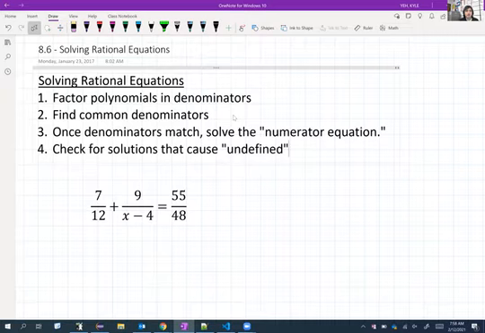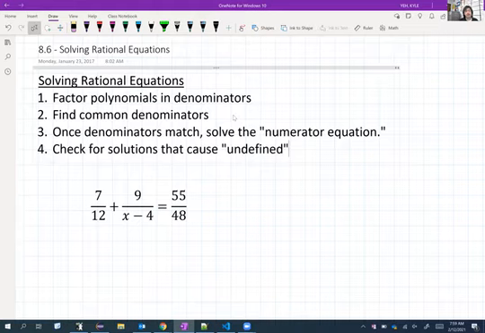Figure out what I need to multiply by each part of the equation to get them all to be a common denominator. Step 3 says once the denominators match, solve the numerator equation. And I'm going to talk a little bit more about that as we get to that step in this first problem. But the basic idea is, look, if both sides of the equal sign are the same, that's what equals means. So if the two sides are the same and the bottoms all match, they all have a common denominator, then the tops had better all match. And so we can solve that equation. We can find our x value.